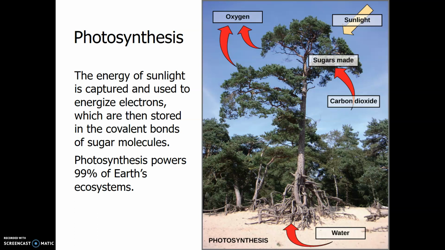Here you see a tree, and it's representing where the reactants and products come from and where they are produced. So water is absorbed into the roots of the plants. Carbon dioxide is taken in by the leaves. Sunlight is absorbed by the pigments in the leaves. And then the leaves use the carbon dioxide and the water to make sugar, which is the food for the plant, and oxygen gas, which is released into the atmosphere.